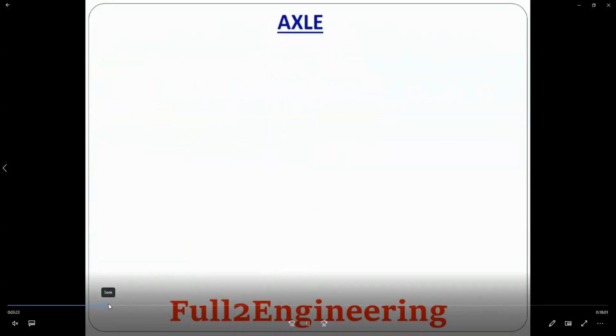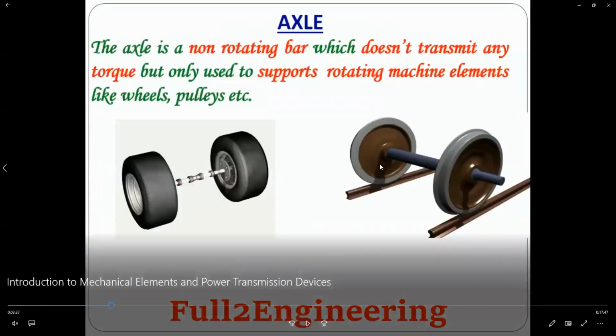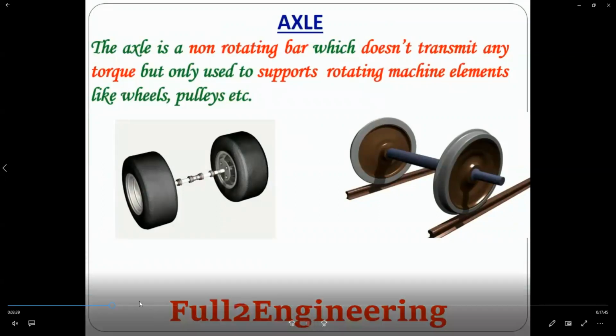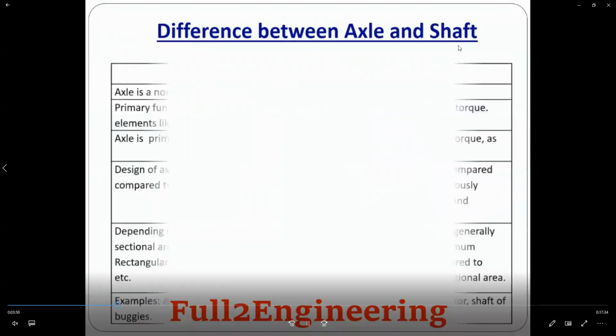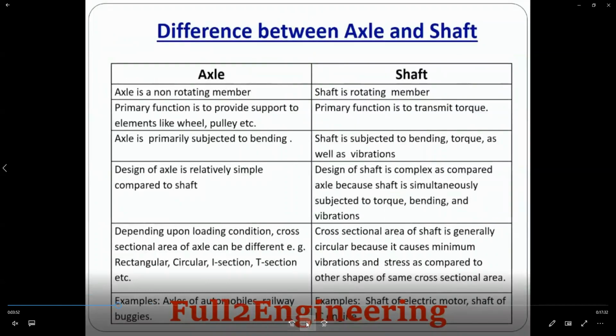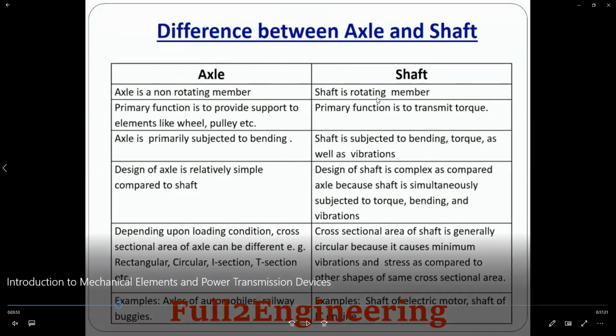How about the axle? The axle is basically something to support. It is not involved in any power transmission, but just supports the part for the movement. So this one is the axle. What is the difference between the axle and the shaft? The shaft will transmit the power, but the axle will not. The axle is a non-rotating member, the shaft is a rotating member. And these are the details for that.